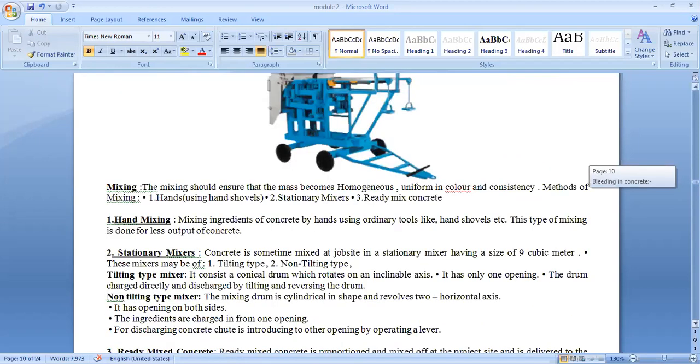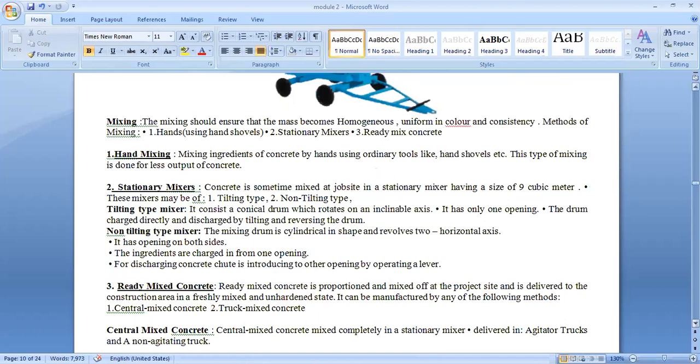The next process is mixing. Mixing is nothing but mixing all the ingredients. The mixing should ensure that the mass becomes homogeneous, uniform in color and consistency. This is very important here. Methods of mixing are either hand mixing or machine mixing. Machine mixing may be by stationary mixers or by using ready mix concrete. Hand mixing is used for small jobs, where very little concrete output is required. In that case, you go for hand mixing.